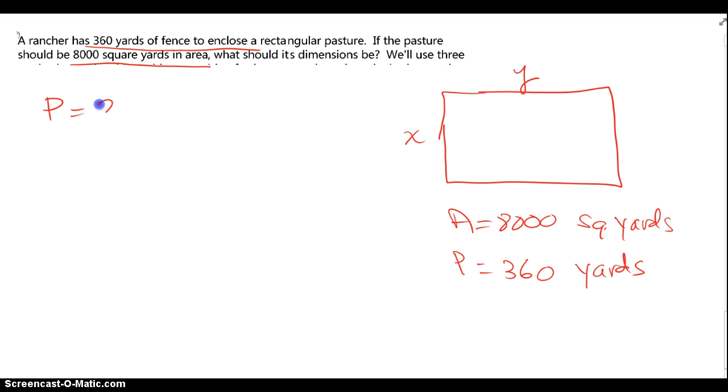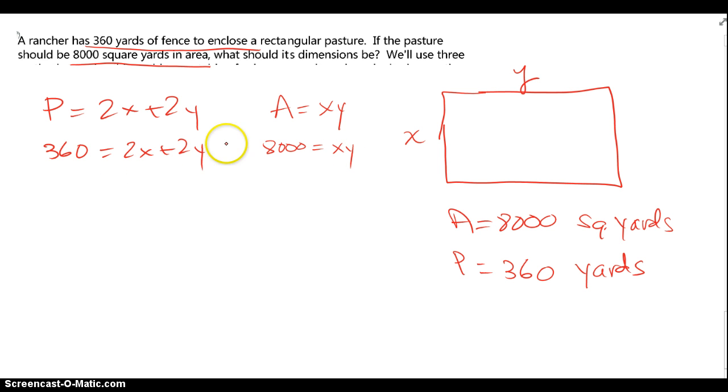So the perimeter is going to be 2x plus 2y. And we know that 360 equals 2x plus 2y. That's one equation that has two unknowns. Remember, an equation that has two unknowns is going to need another equation that has the same unknowns. So maybe I can use the area information to my advantage. So area is length times width, which is x times y in this case. And then I know the number is 8,000 square yards, which is equal to xy. So I have two equations, two unknowns.